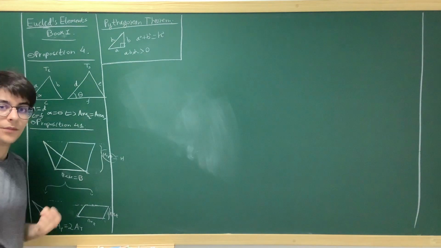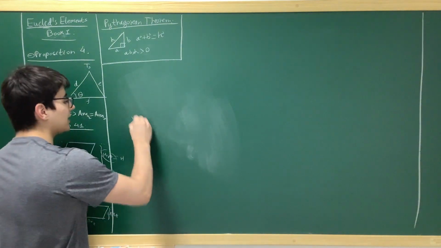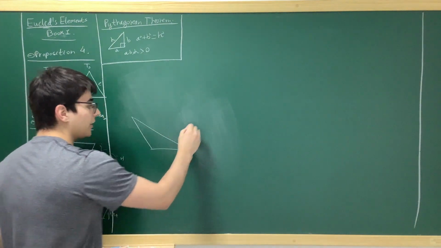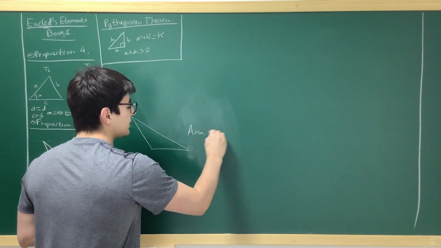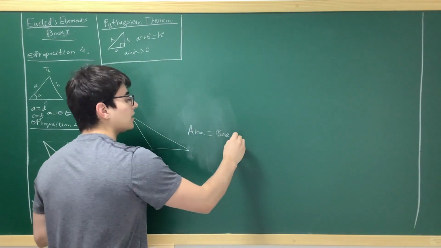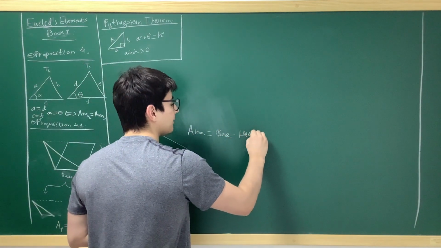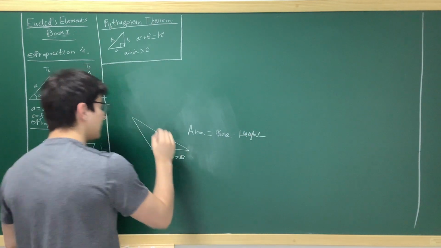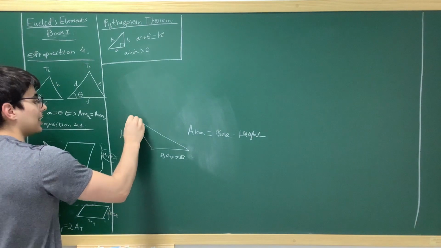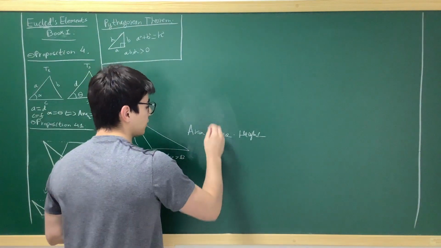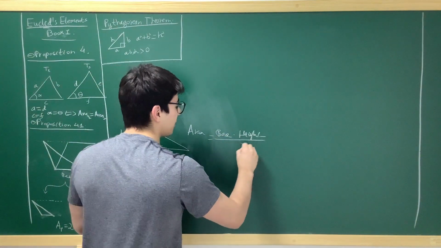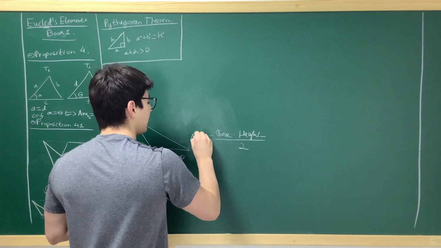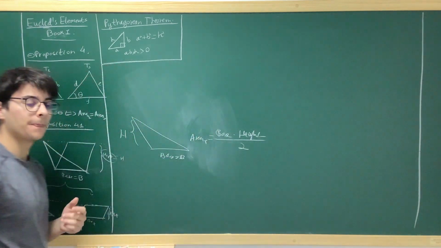That is, if you know basic geometry, you'll know that for any triangle, its area is equal to its base times its height, right? In our case, base is equal to capital B and our height is equal to capital H. Sorry, this is wrong. I was thinking of parallelogram over 2. So, area of the triangle.